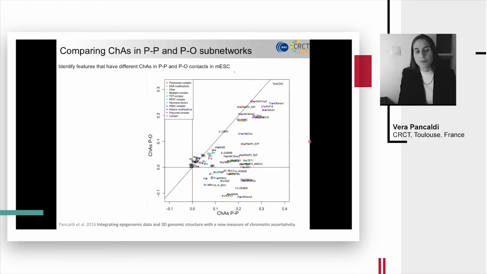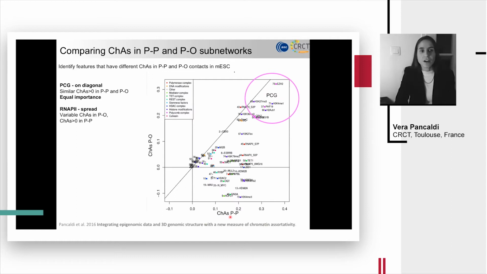I'm going to go through this quite quickly because it's published, but just to give you an idea, we were able to see that polycomb features were actually highly assortative, and especially they were more or less on the diagonal of these plots, which means that polycomb is involved in both promoter other end contacts and promoter-promoter contacts. This was not really the case for other features that were actually polymerase II features.